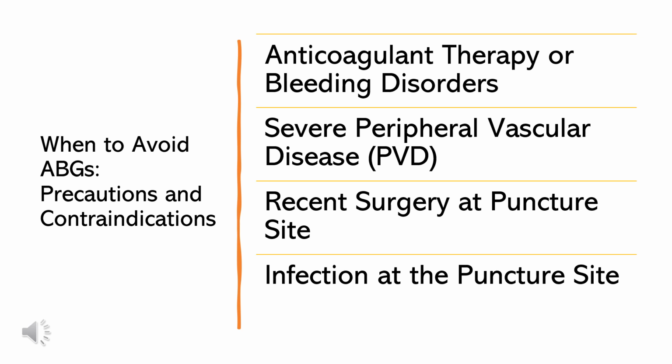Infection at the puncture site. Any signs of skin infection like cellulitis, abscess, or other localized skin conditions at the potential puncture site warrant caution. Puncturing through infected tissue can introduce bacteria directly into the bloodstream, posing a risk for systemic infection or sepsis. Consult with the interdisciplinary team, which may include infectious disease specialists, to select an alternative puncture site or to decide on non invasive monitoring methods if the arterial blood gas information is not critically necessary.